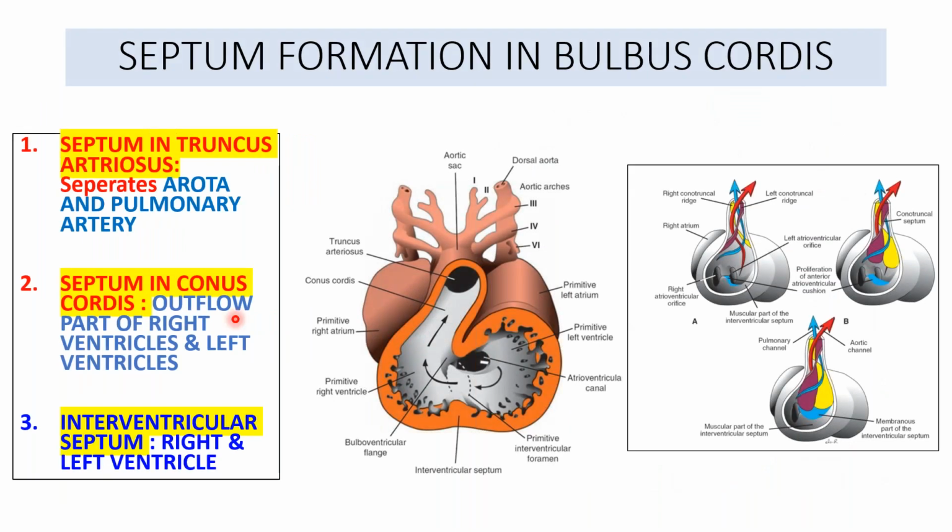Now we come to the septum formation in the bulbus cordis. So this truncus arteriosus and this conus cordis part, and between the primitive ventricular chamber and the proximal one third of the bulbus cordis, here also a septum will develop. So we'll talk about these three septa in detail. The septum between the two ventricles is called as the interventricular septum. The septum which appears in the truncus arteriosus is the truncal septum, which will separate the aorta from the pulmonary artery. The septum in the conus cordis part is going to divide the outflow part, the smooth part of the right and the left ventricle.